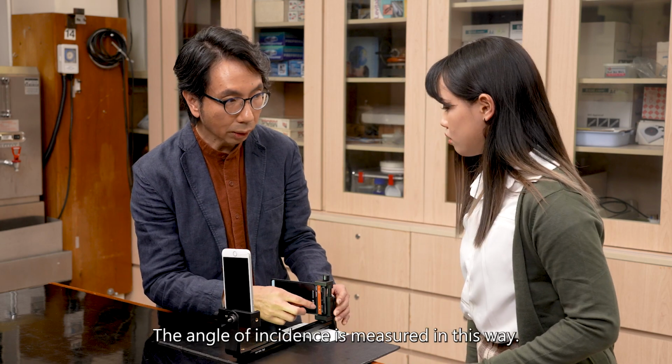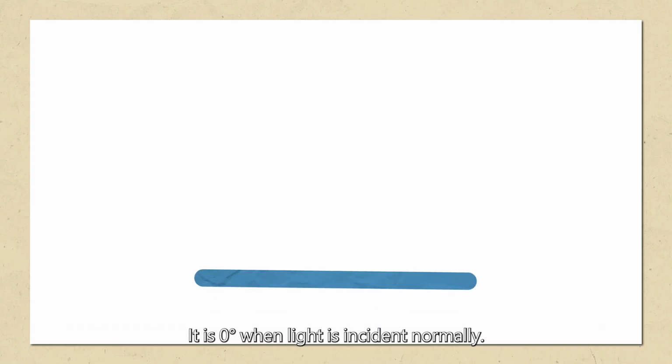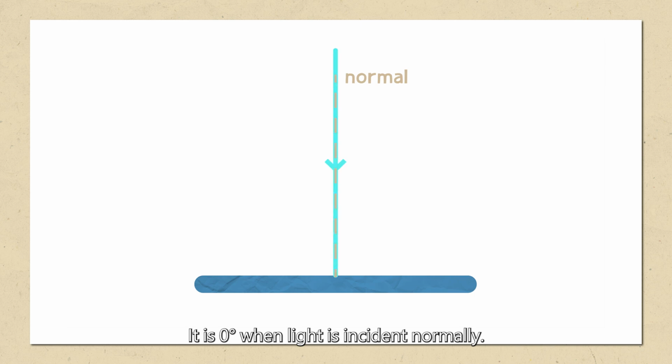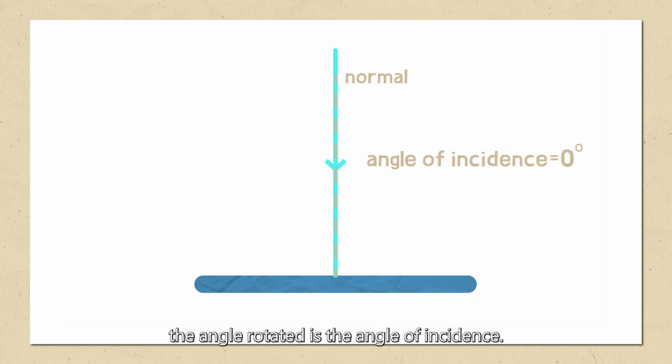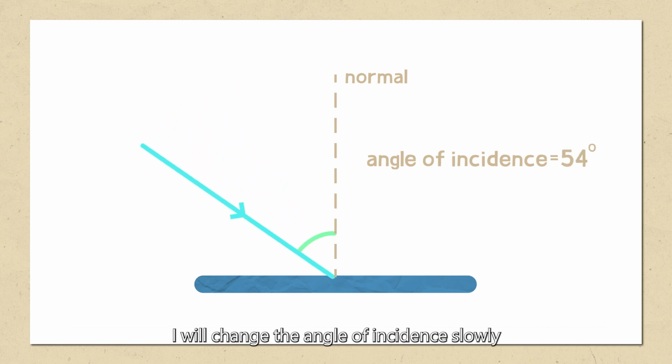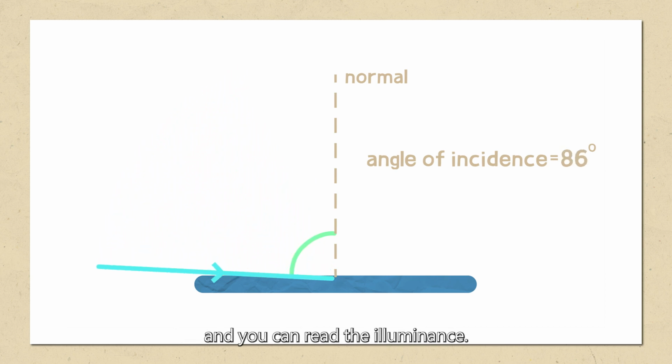The angle of incidence is measured in this way. It is 0 degrees when light is incident normally. As it is rotated, the angle rotated is the angle of incidence. I will change the angle of incidence slowly and you can read the illuminance.